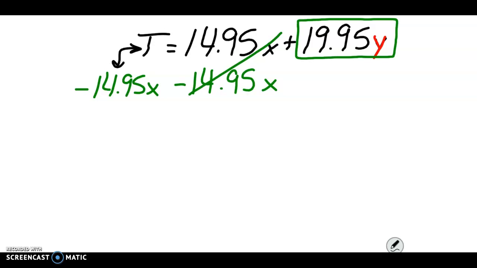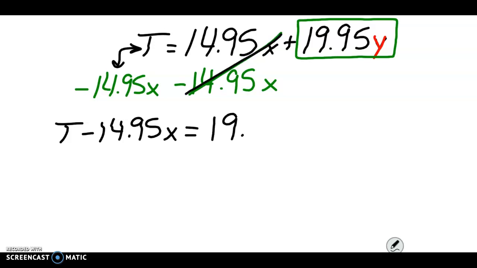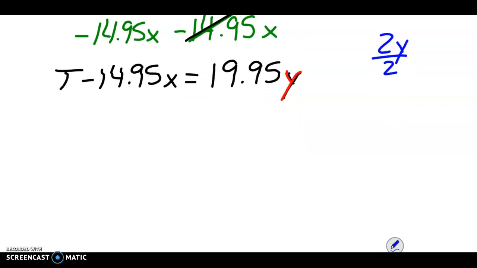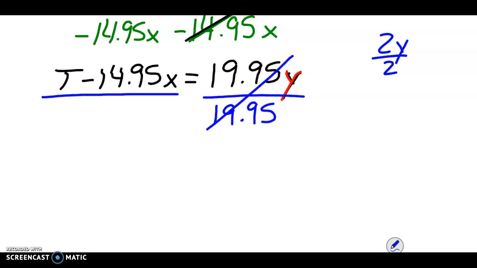We're still following the same steps. They're just not able to combine into one piece. So I've got t minus 14.95x is going to be equal to now just that y term, because that whole x piece is canceled out, 19.95y. Now I'm one step away from getting that y alone. And like we would do with any other number out front, if we had our 2y, I'd be dividing by 2. You've got 19.95y. So I'm going to divide by the 19.95. That's going to cancel out. And you can just divide this entire side by 19.95.